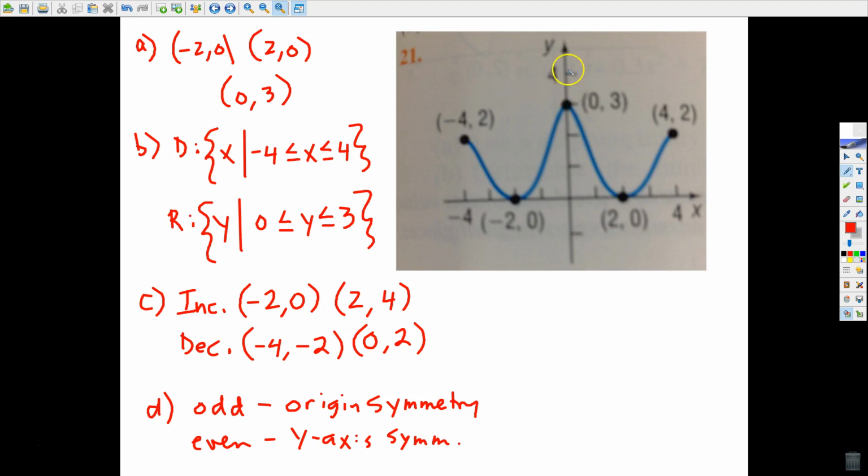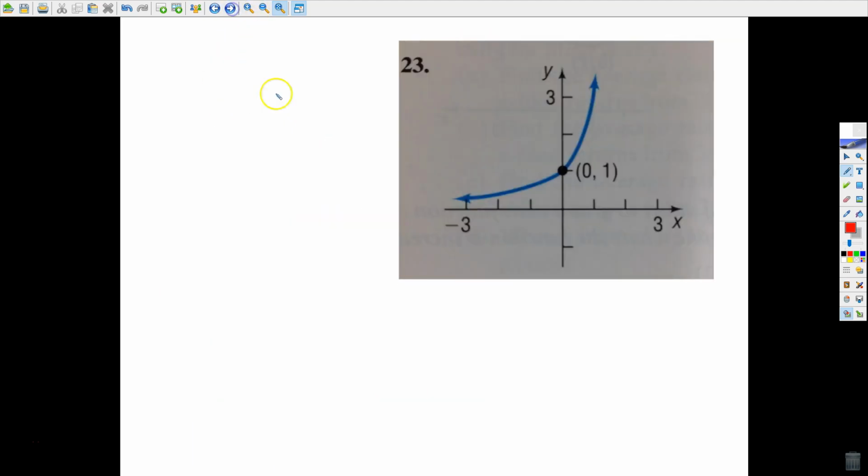All right, so hopefully you can tell, we've looked at symmetry in the past, you can tell that this particular function has y-axis symmetry, and so we're going to say that it is an even function. Okay, so if you're just looking at the graph and you're trying to tell even or odd, it's easy to remember because think of the O in odd and the O in origin. That might help you keep those straight. All right, that takes care of number 21, so let's do another one of those.